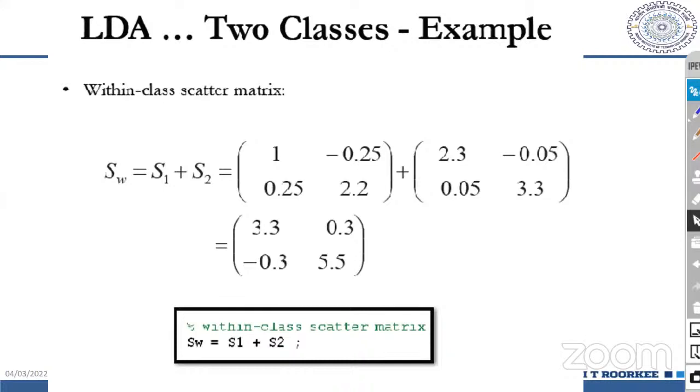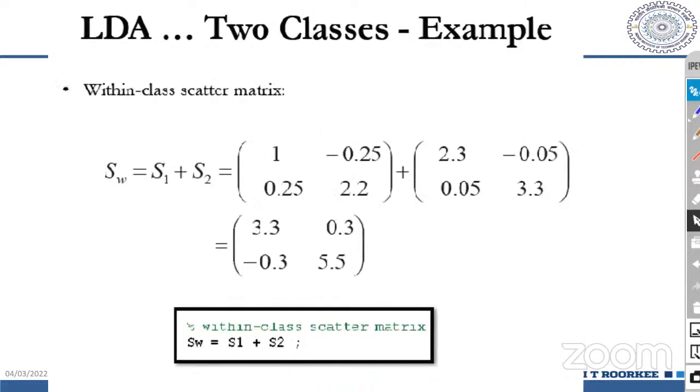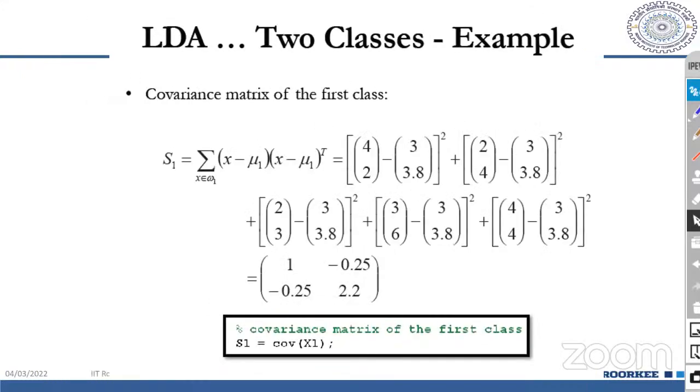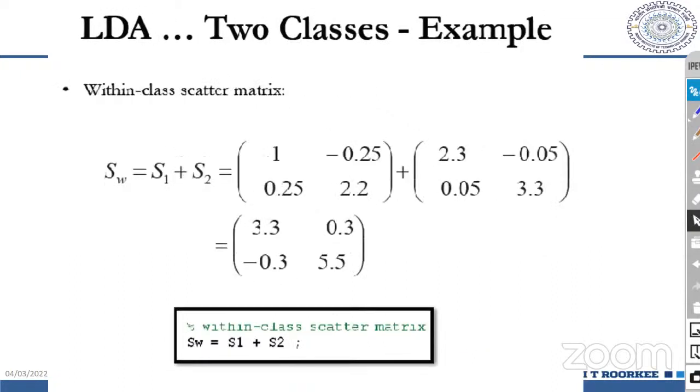Addition of the two covariance matrices, S1 and S2. So you have S1 and S2, you add these two, and once you add them you will get SW. You computed S1 and S2 in the previous steps, you are just adding. Both are 2 by 2 matrices. When you add these two, you will get SW. This is the within class scatter matrix.